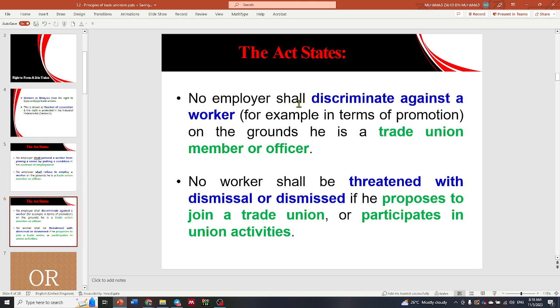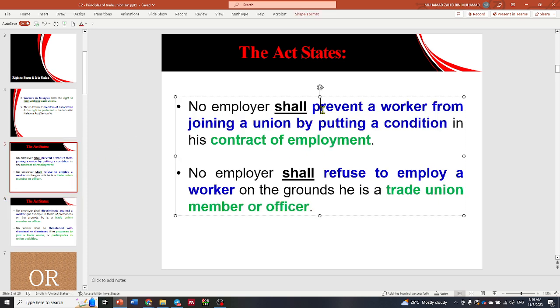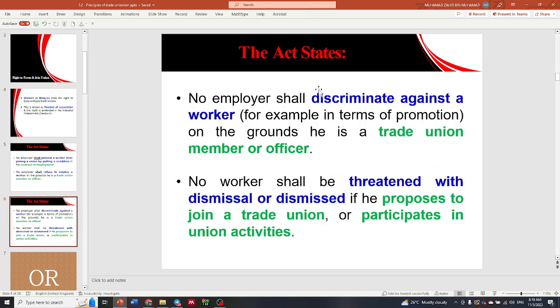3. No employer shall discriminate against a worker, for example, in terms of promotion on the grounds he is a trade union member or officer. 4. No worker shall be threatened with dismissal or dismissed if he proposes to join a trade union or participates in union activities. So ada 4 highlightnya. Yang pertamanya, shall prevent. Number 2, shall refuse. Number 3, shall discriminate. Tidak dibenarkan untuk discriminate sekiranya pekerja tersebut jadi ahli kesatuan ataupun jadi pegawai kepada kesatuan tersebut.